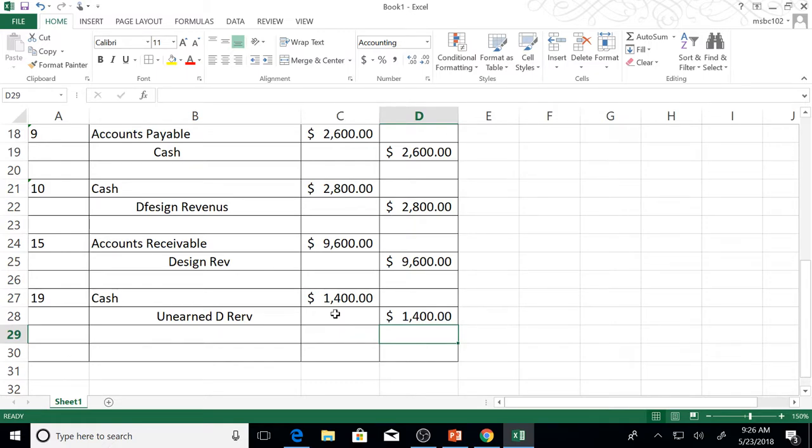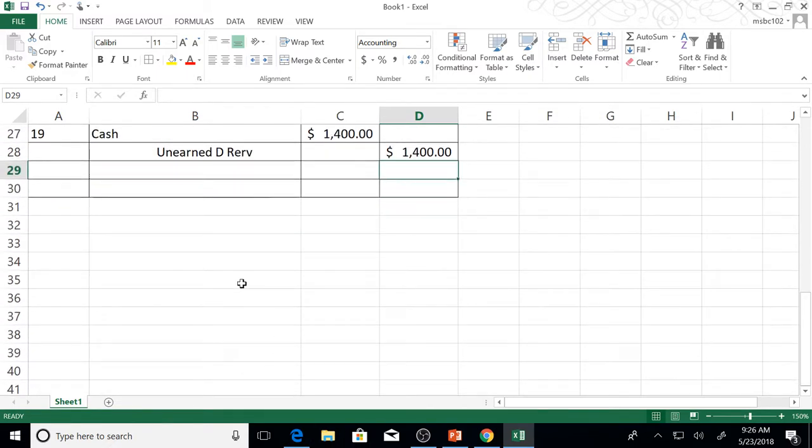Yeah, the plus and minus on the revenues. Oh! Unearned. Oh, sorry. I'm just used to the assets. Yeah, you're right. Thank you. All right. That is on the 19th. Let me add some more lines.